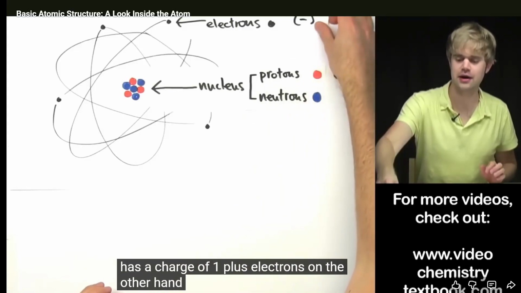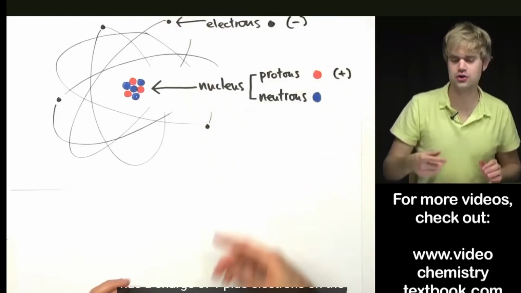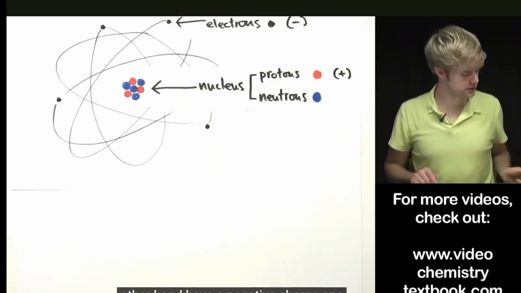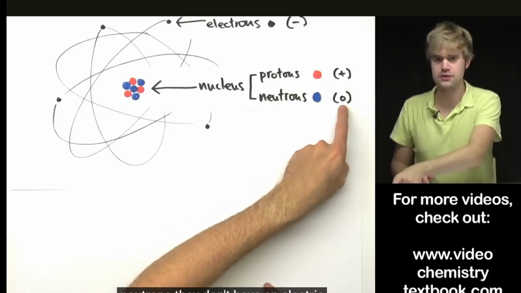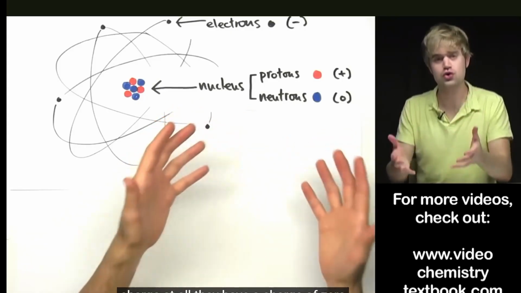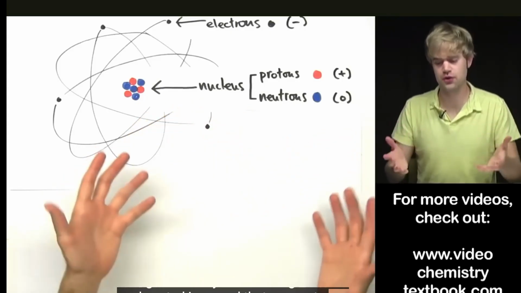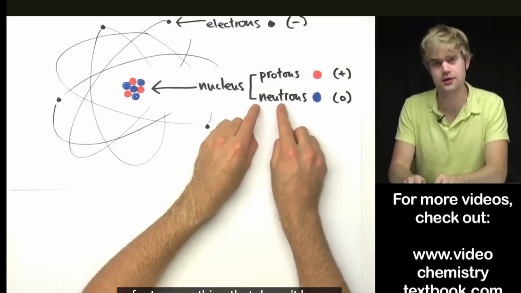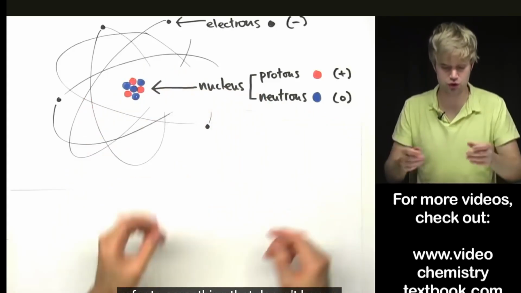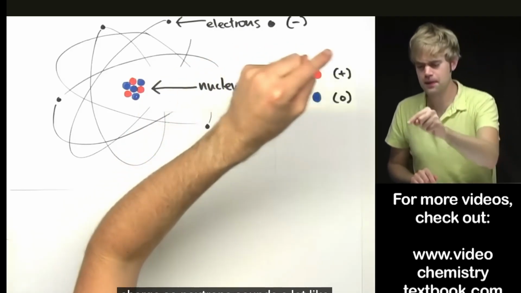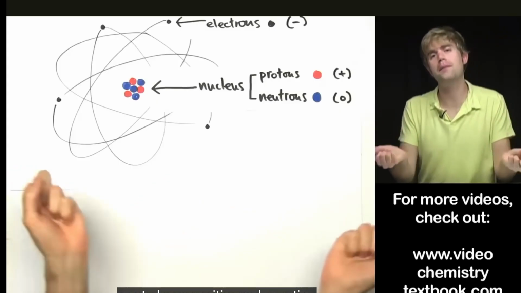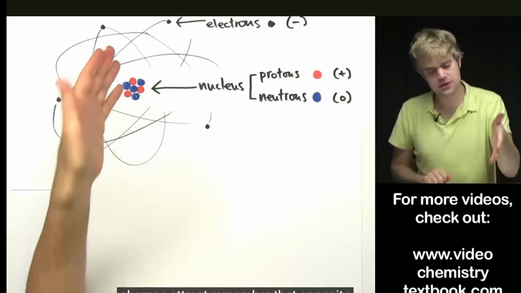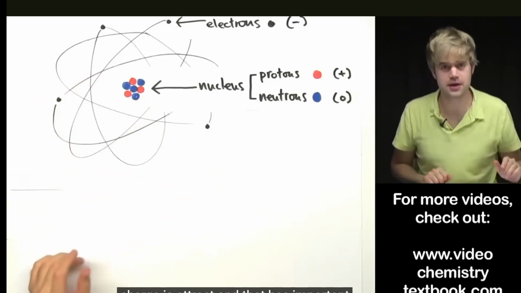Electrons, on the other hand, have a negative charge. One electron has a charge of 1 minus. Now, neutrons don't have an electric charge at all. They have a charge of 0. Neutral is a word that we use to refer to something that doesn't have a charge. So neutrons sounds a lot like neutral. Now, positive and negative charges attract. Remember that? Opposite charges attract. And that has important consequences for how this atom works.